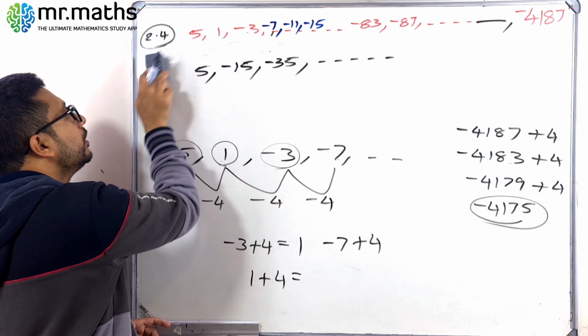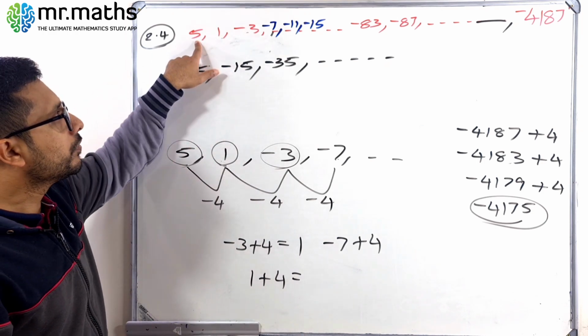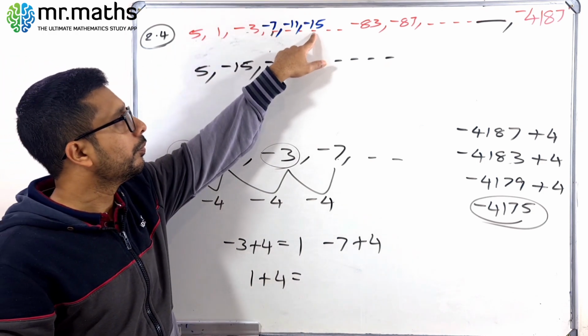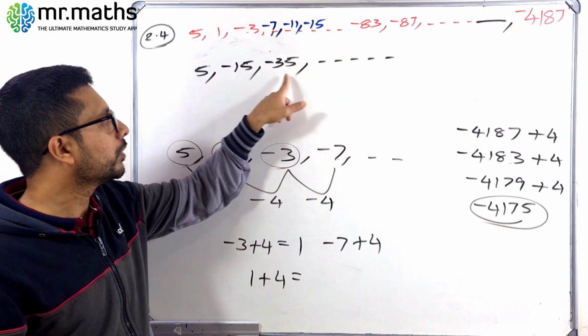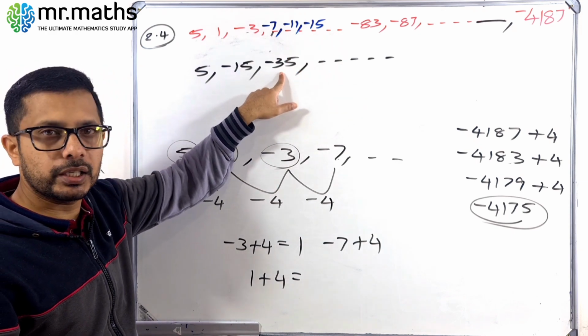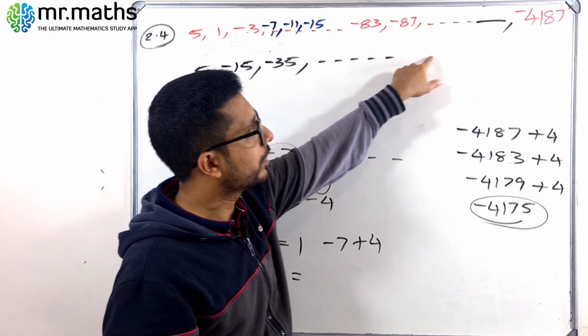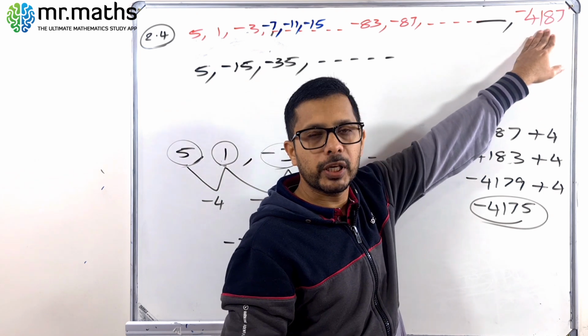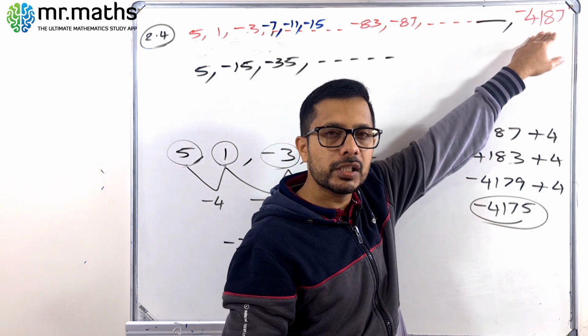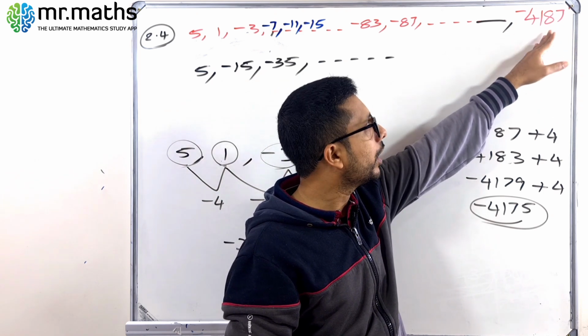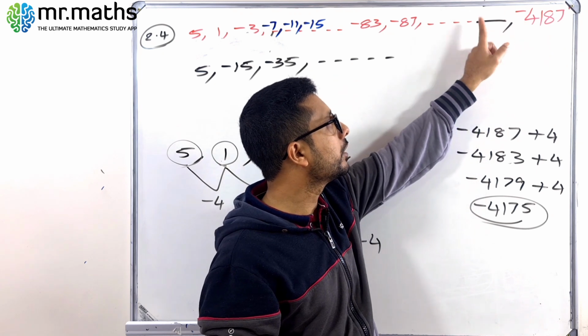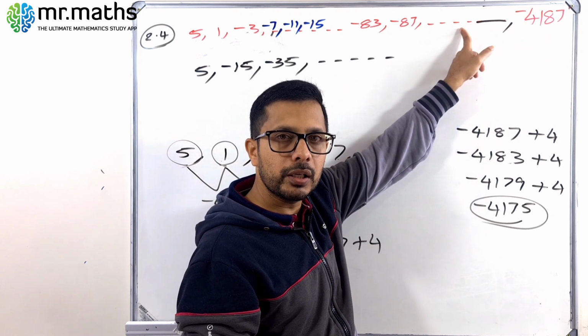Okay, so in this sequence 5 is divisible by 5, then minus 15, then we found that the next number is minus 35, and so on. The last number is minus 4187, but it is not divisible by 5. So now we are trying to find the previous numbers that are divisible by 5.